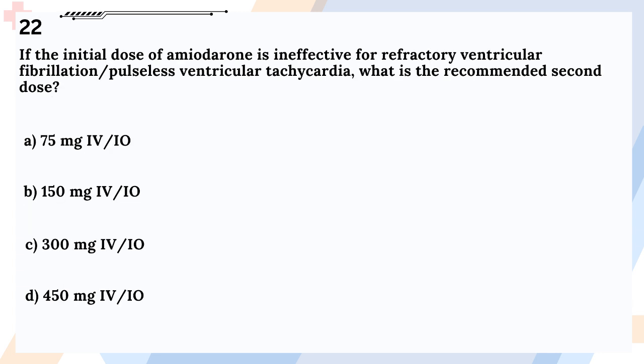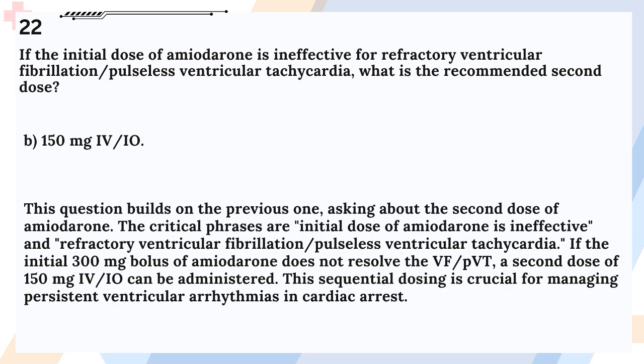Question 22. If the initial dose of amiodarone is ineffective for refractory ventricular fibrillation/pulseless ventricular tachycardia, what is the recommended second dose? A. 75 mg IV/IO. B. 150 mg IV/IO. C. 300 mg IV/IO. D. 450 mg IV/IO. Answer: B. 150 mg IV/IO.